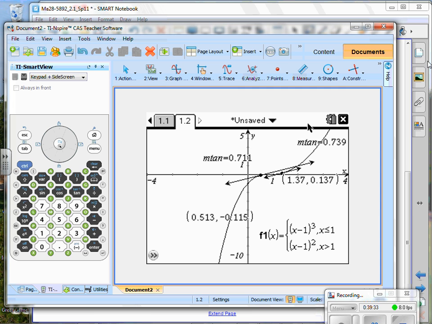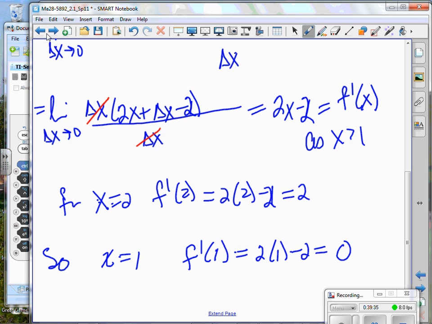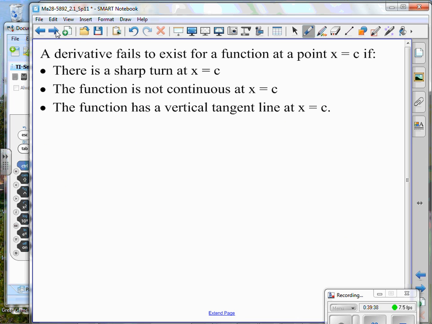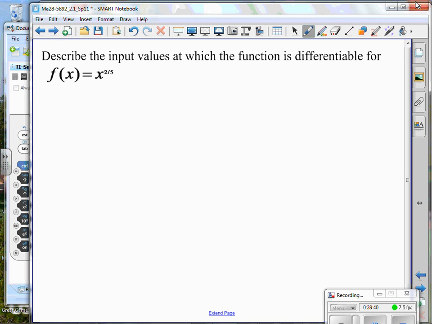That pretty much finishes up section 2.1. The next thing we do, I'm going to skip that stuff, and so we're done with section 2.1.